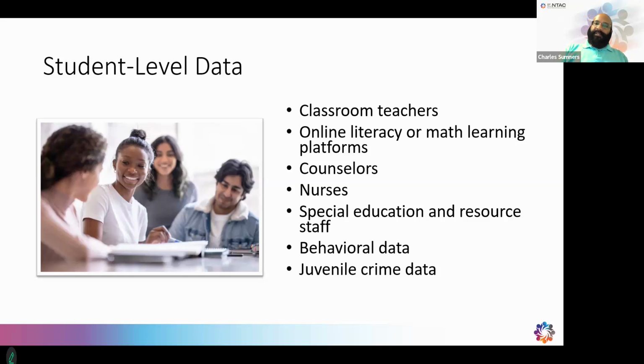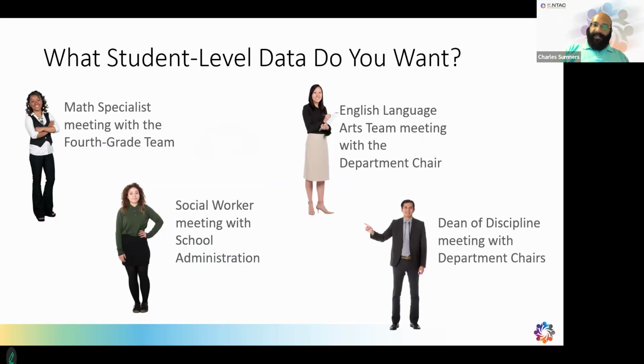So what student level data do we want, right? It's really difficult because there are a lot of different meetings you're going to end up at. There are a lot of different people you're going to end up talking to. So what data do we actually want to examine, right? So let's do a little activity to help us with that, right?